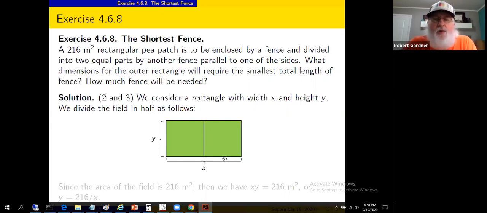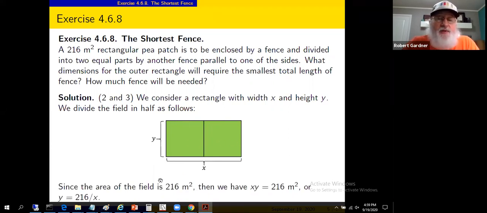Okay, so we've got, say, a rectangle of width X and height Y. How much fencing have we used? Well, that'd be the perimeter, like we had previously, plus this extra barrier that's put in the middle. So we'll have X plus Y plus X plus Y plus Y again. So the amount of fencing will be 2X plus 3Y.